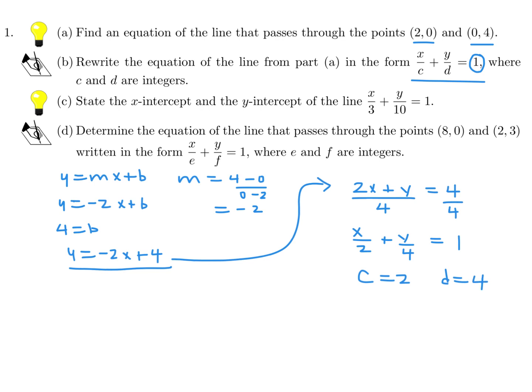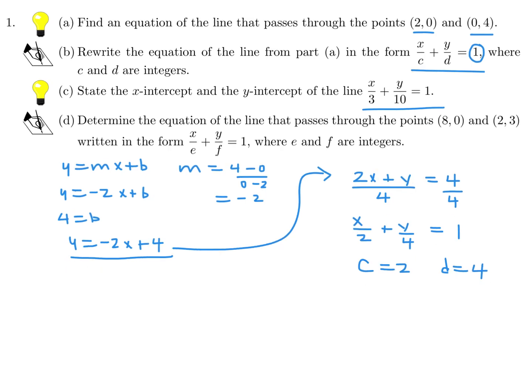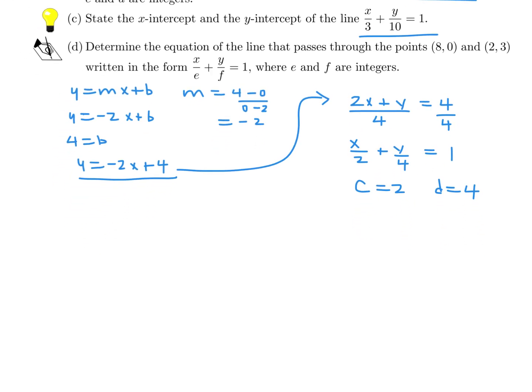State the x-intercept and y-intercept of that line. If my memory serves me correctly, the x-intercept you get by setting y to 0. When you do, you get x equals 3, so that's basically the point (3, 0). And to get the y-intercept, you set x equal to 0, then y is equal to 10, or the point (0, 10). All right, that completes that.